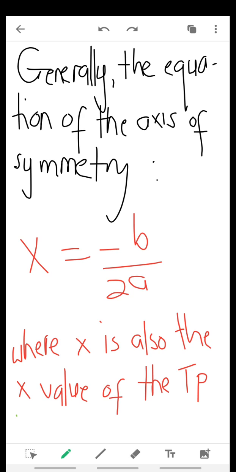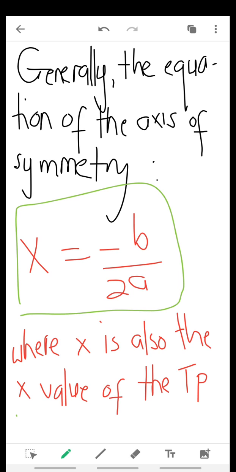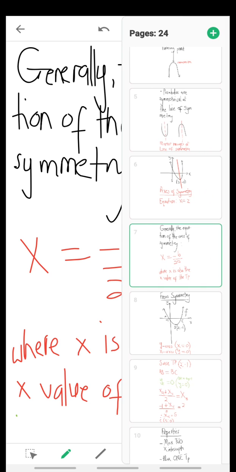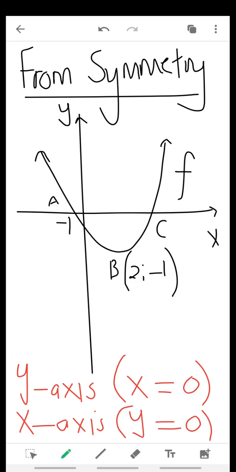After finding the equation of the axis of symmetry, that value that you get will represent the x value of the turning point. Very, very important.